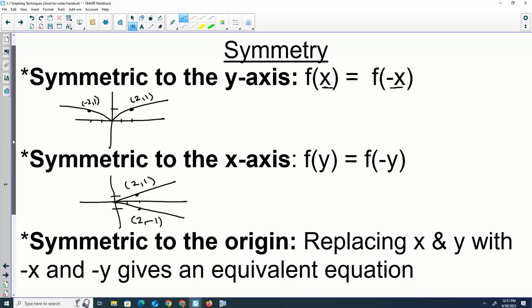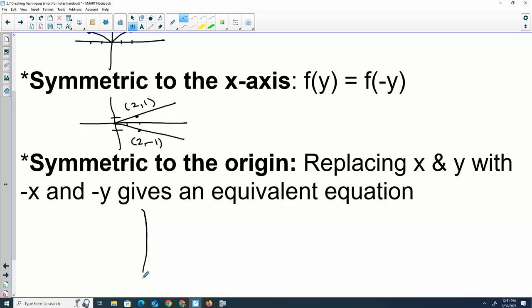Symmetric to the origin would be something like this. We have a graph that has these points. So an origin requires 2 flips to get there. You have to flip it over the y and the x. If you think about your points, 1, 2, negative 1, negative 2. The x and y are both opposites. So if you're looking at the graph itself, you can decide, how is this symmetric?